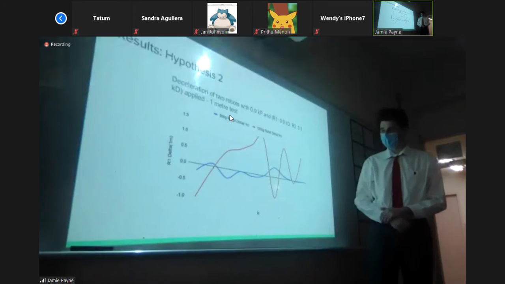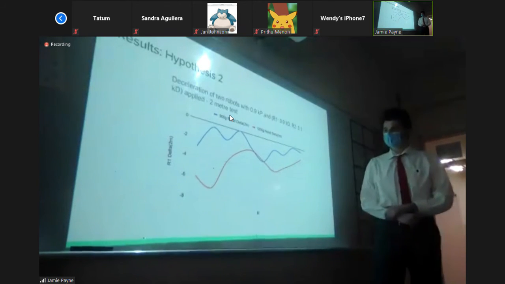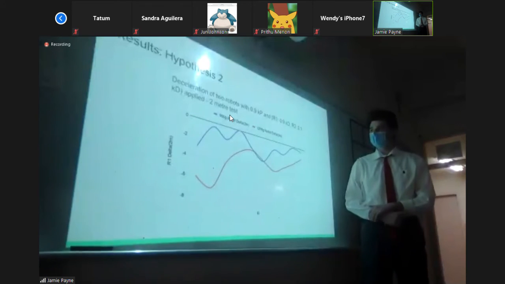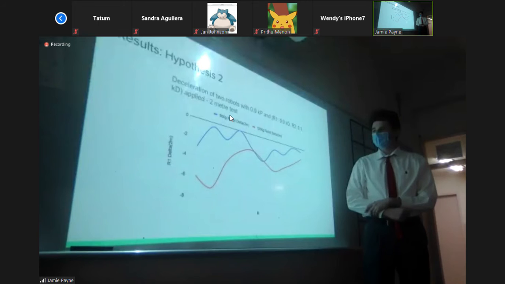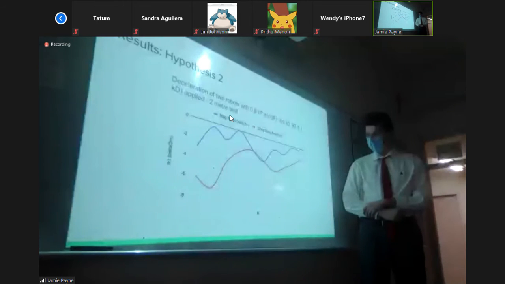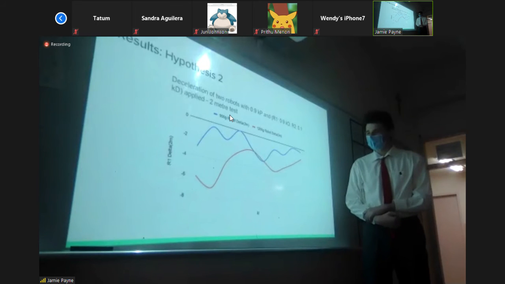It just sucks. And finally, the final test of 0.9 kP, 0.1 kD applied with the 2 meter test for both. Yeah, the 1200 gram robot was not feeling good, so to say. But the 900 gram robot seemed to be doing okay. It could have been a lot better.